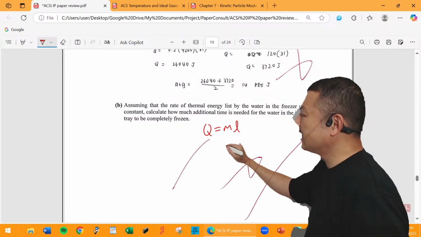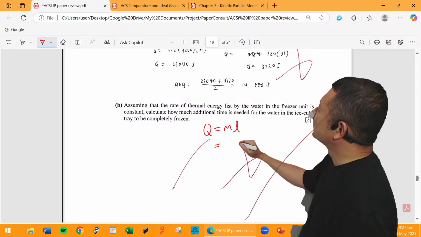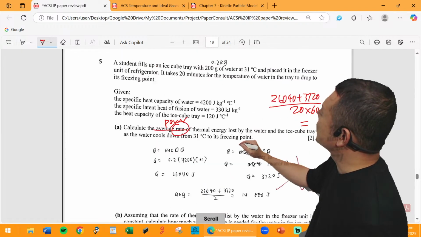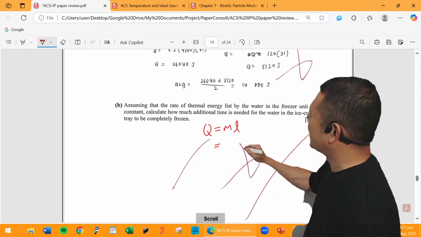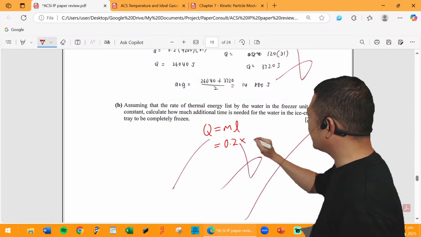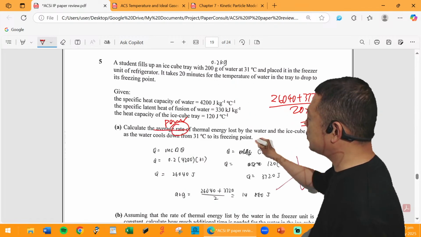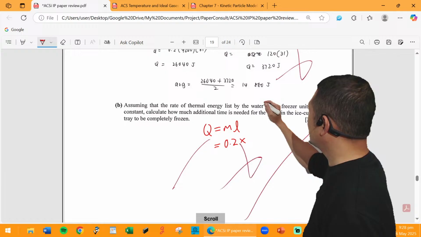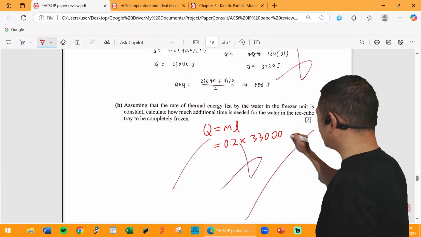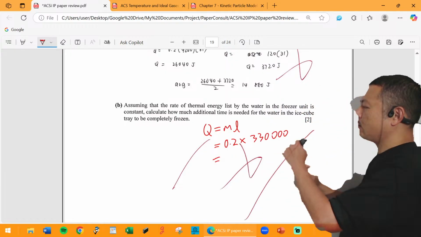So this is the additional heat to be removed. How much water is there? 200 grams, is it? So 0.2 times latent heat of fusion, which is 330 kilo, so 330000. Okay, you write this down, you at least get 1 mark.